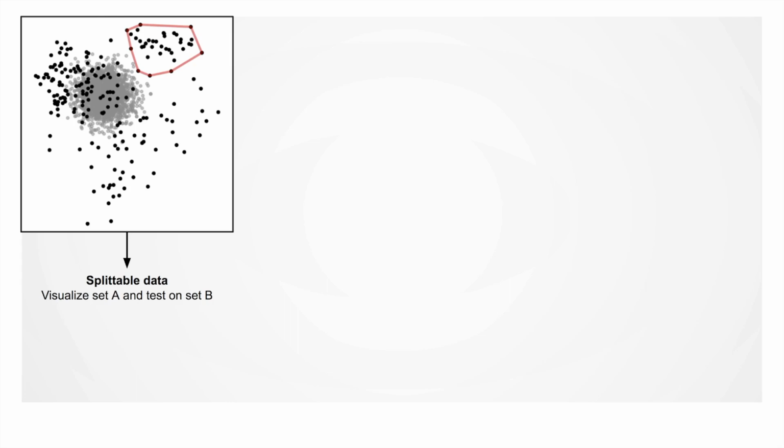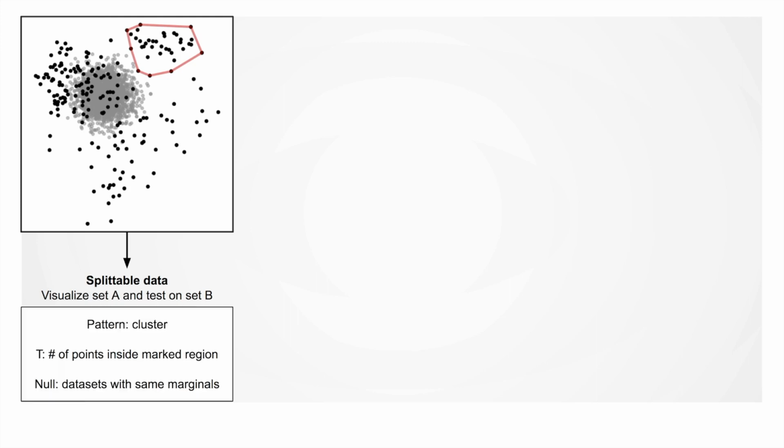In the scatterplot example, we can split the data into two. One part is used for visual exploration, and the other part is hidden from the user and is used for testing observed patterns. The test statistic in this case is the number of points inside the marked region, and for the null distribution, we sample from datasets with the same marginal distributions by permuting the data.